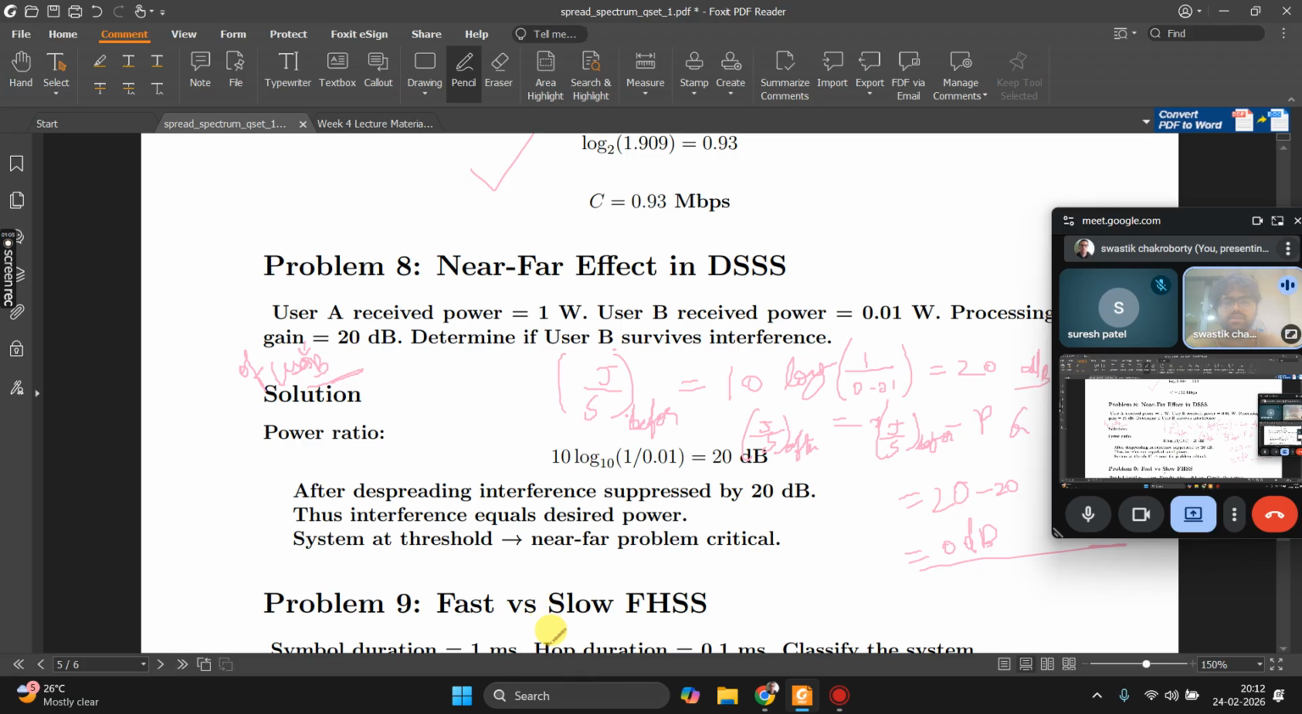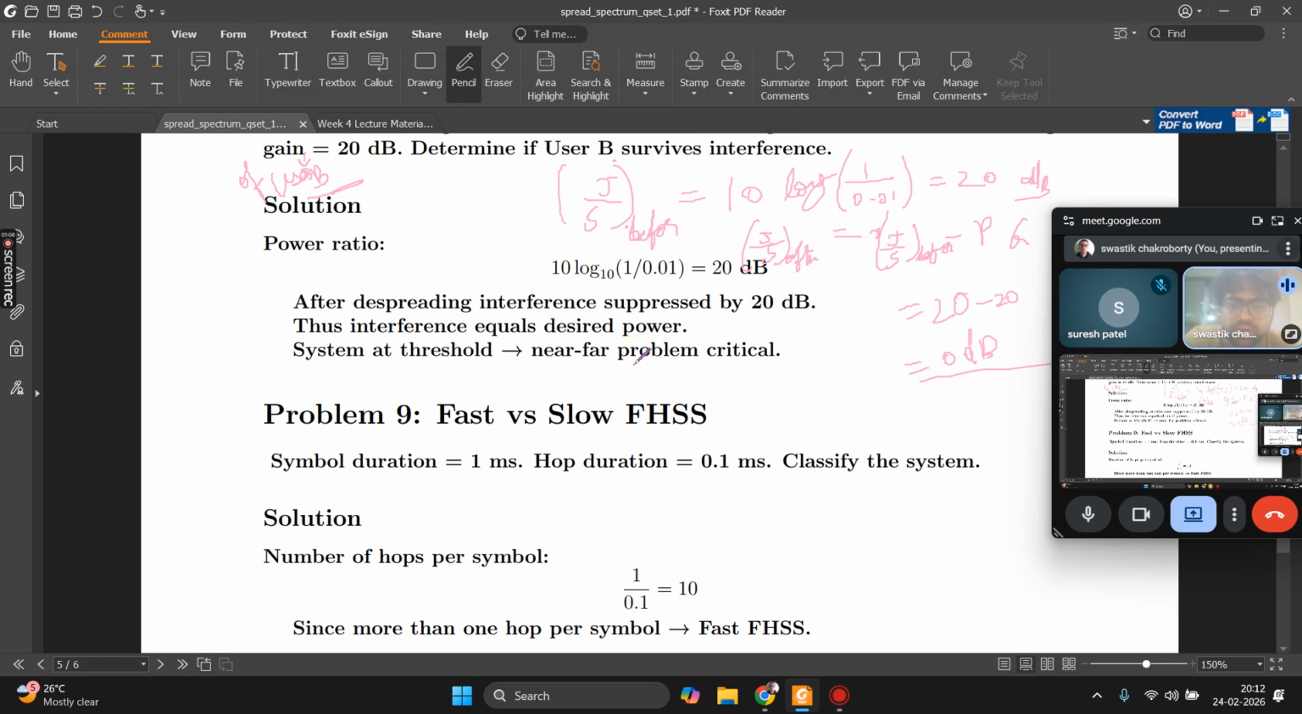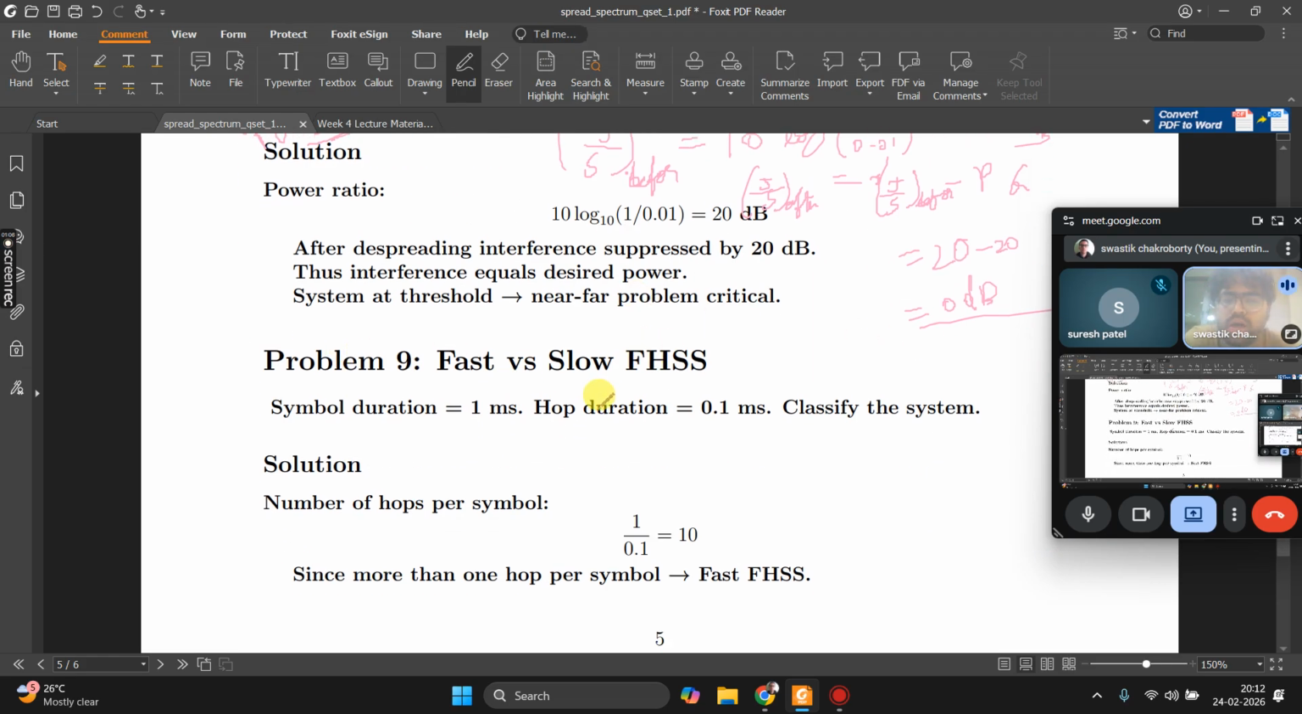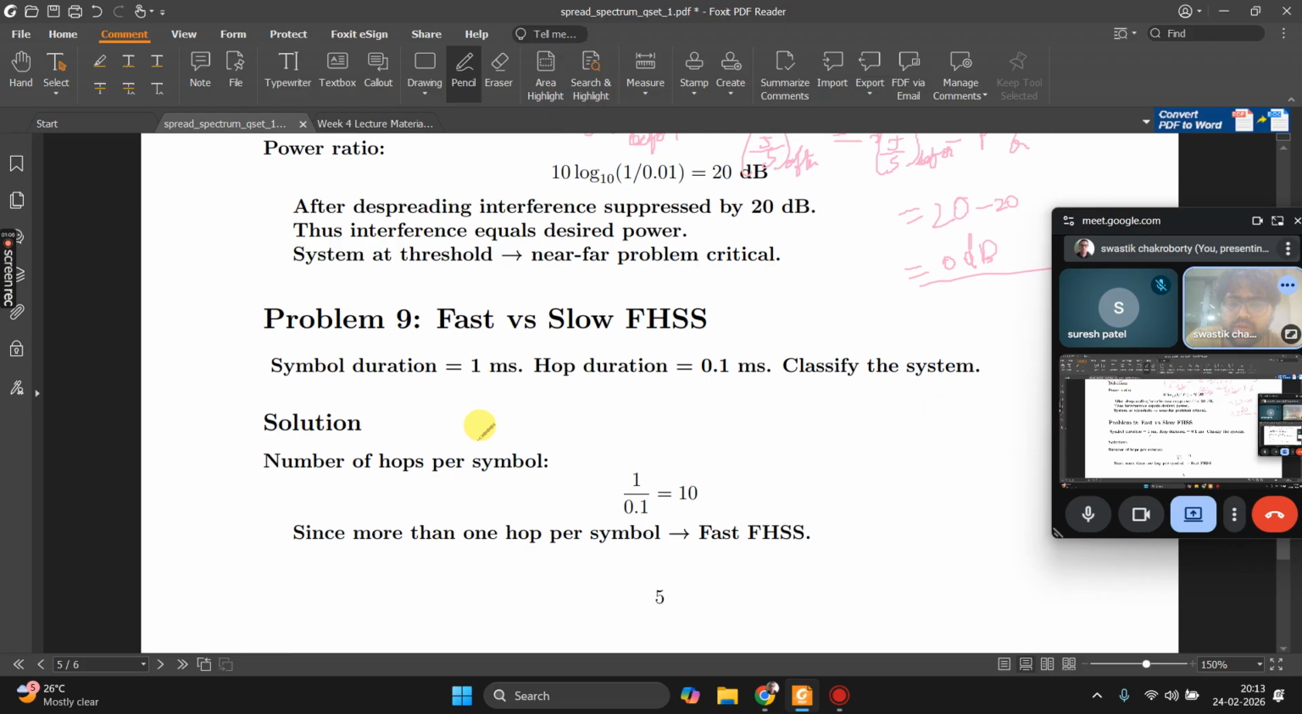It will probably not work. It will need some margin, so you can say the system is at threshold. It cannot communicate; it will need some margin to communicate, because that margin will be your new Eb by N naught. Right now you will have 0 Eb by N naught.